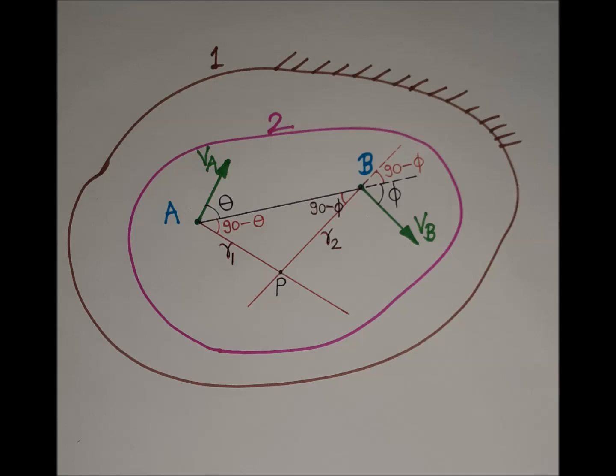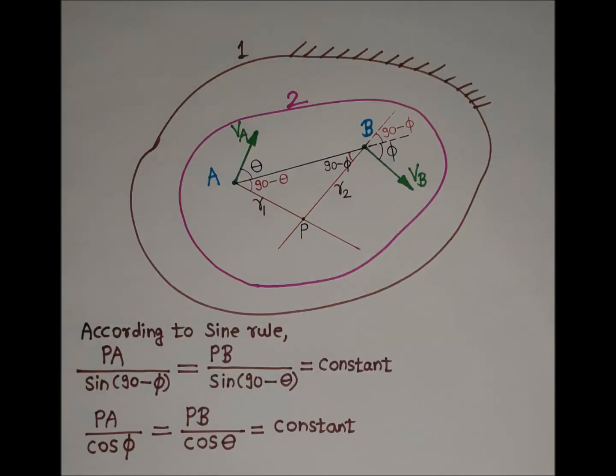In triangle PAB, we can apply the sine rule. In triangle PAB, the angle opposite to side PA is 90 minus phi and the angle opposite to side PB is 90 minus theta. So according to the sine rule, we can write PA upon sine of 90 minus phi is equal to PB upon sine of 90 minus theta, which is equal to a constant. So we can write PA upon cos phi, because sine of 90 minus phi is equal to cos phi, and similarly sine of 90 minus theta is equal to cos theta.